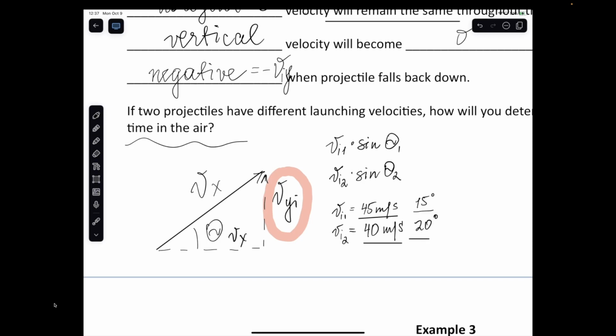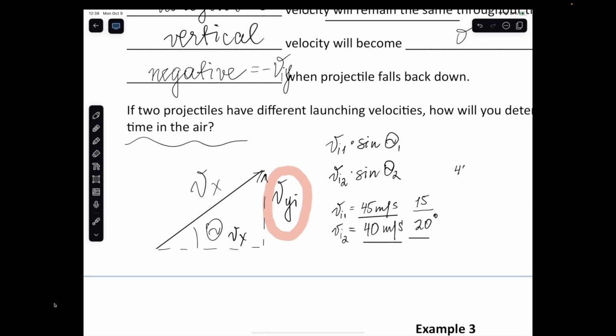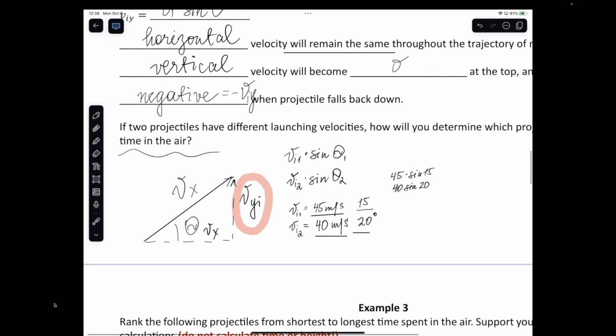So before you can make a verdict about which one stays in the air longer, take the 45 and multiply by sine of 15 and then compare it to 40 sine of 20. And then see which one is greater. And the one that is greater will stay in the air longest.